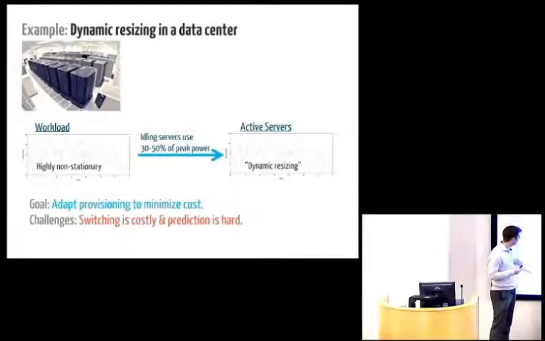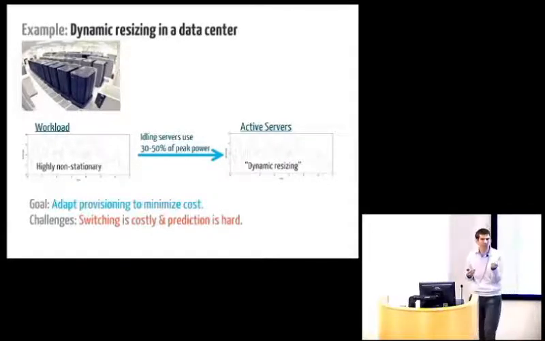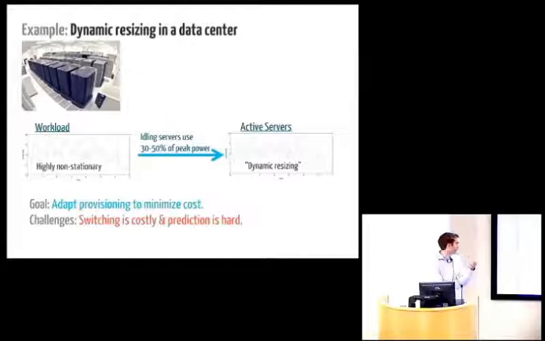And the reason is that while it seems simple to adapt provisioning to minimize cost, the downside is switching isn't free. So there's the latency aspects of it and the system complexity aspects of it, but even more than that, there's the wear and tear aspects of it. So flipping a server off and back on has a wear and tear cost that's about the same as the energy cost of running it for half an hour to an hour, depending on the hardware that you're using and how you do it.